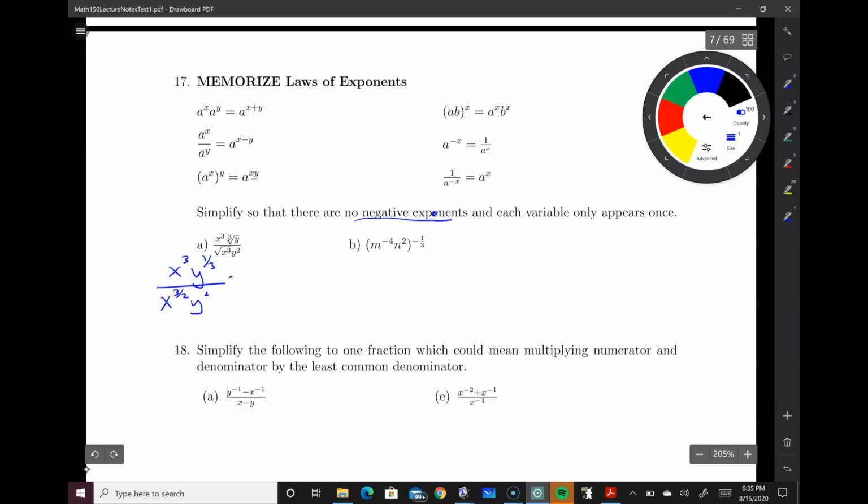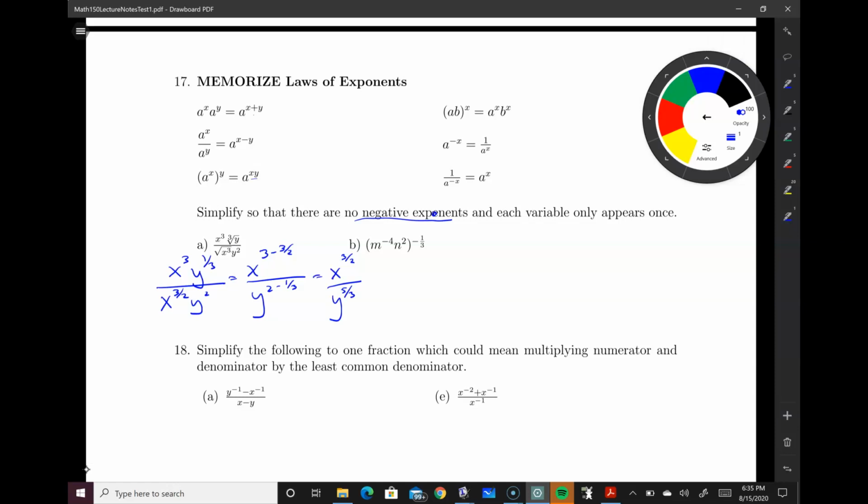So now I can take the time to separate or subtract. So I want to keep positive exponents. I'm going to go slow so you can see what I'm doing. I'm going to take 3 minus 3/2, and I'm going to move this to the bottom. So I get 2 minus 1/3. So this gives me x to the 3/2. And then down here, I get y to the 5/3. And that's simplified as no negative exponents.